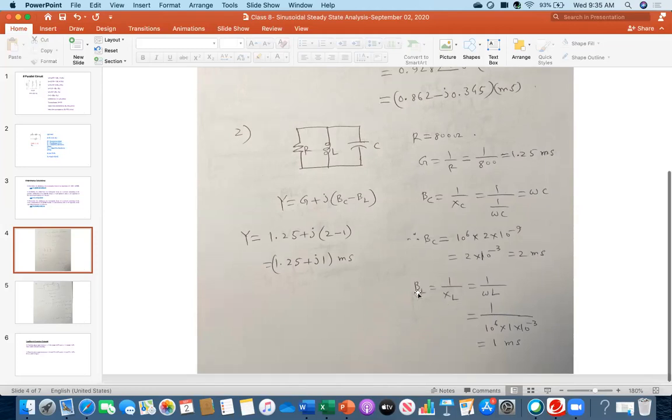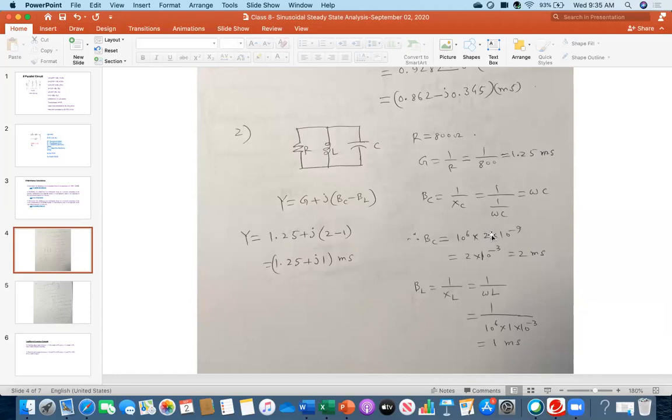Now come back. You need the third component, which is BL. What is BL? 1 over XL. What is XL? Omega L. And again, what is the omega value? 1 mega radian per second. Same thing. What was the L value? The L value was 1 millihenry. So I am converting into henry first, and then after manipulation, 1 millisiemens.